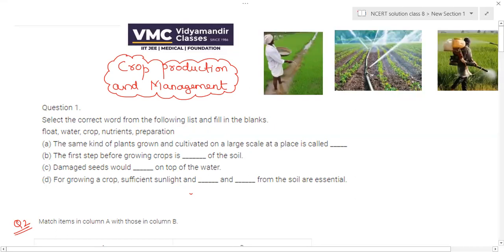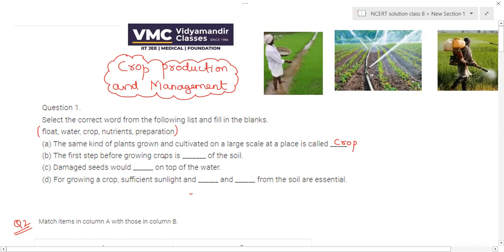So the first question is a simple fill in the blanks. They have given you help words which you need to select the options from. The same kind of plants grown and cultivated on a large scale at a place is called a crop. You cannot call the plants that are growing in your garden as crop, right?